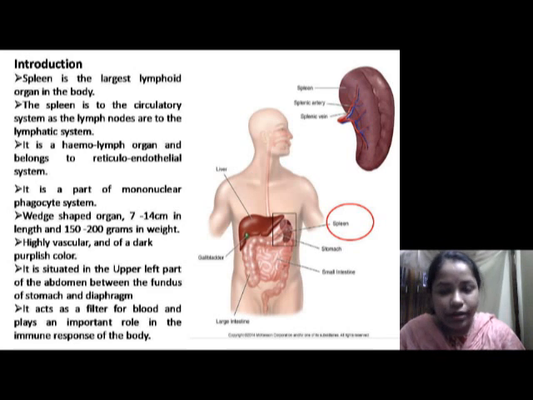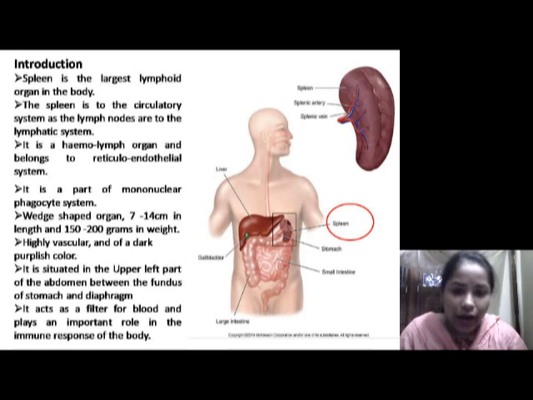So the spleen is a wedge-shaped or bean-shaped organ lying mainly in the left hypochondrium and partly in the epigastrium.